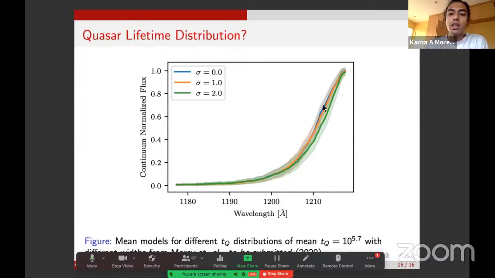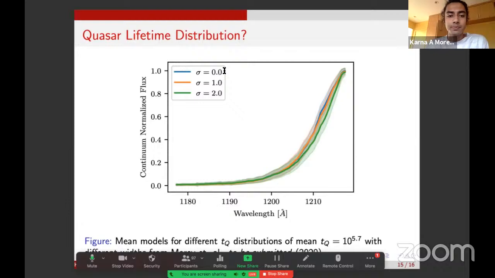And you can see that there's not really any change until you get to around sigma of 2. Most previous work suggests that this width is probably around 1 or less, maybe 0.7. So really within our method, we can't distinguish the two. This suggests that this effective lifetime of 10^5.7 is actually very close to the mean.